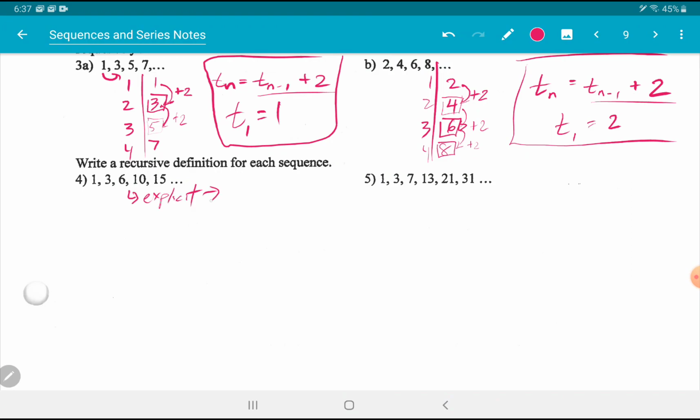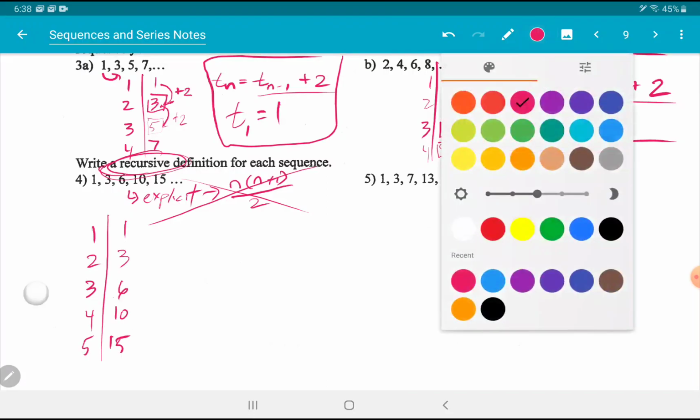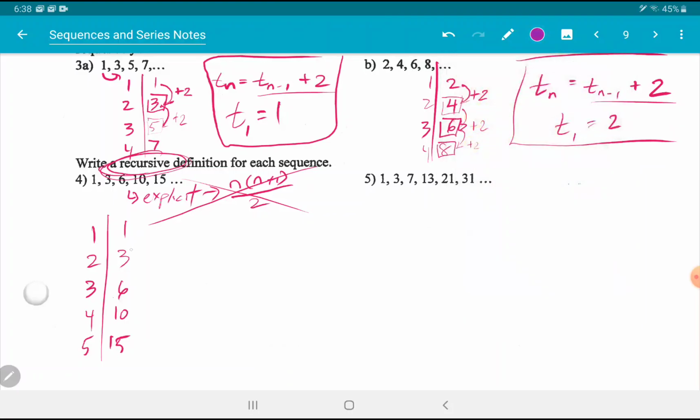If you recall, the explicit formula was n times n plus 1 all over 2. But this is not what we're looking for. We're looking for the recursive formula. So let's go ahead and build our table out of this. We have 5 terms: 1, 3, 6, 10, 15. And what we want to ask ourselves is, how do we get from term to term?